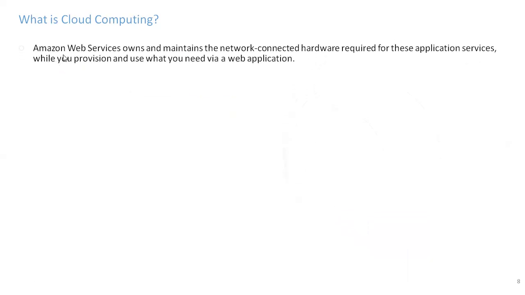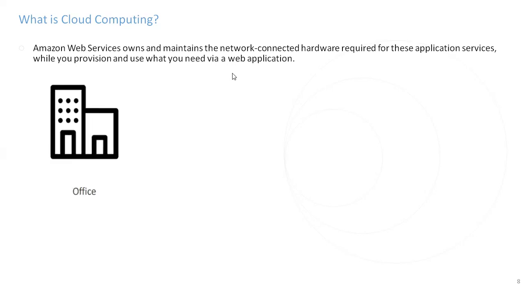So cloud computing means Amazon Web Services. There are several cloud service providers available in the market, like AWS, GCP, and Microsoft, which provides Azure. So AWS is also one cloud service provider, Amazon Web Services. Amazon Web Services owns and maintains the network-connected hardware required for these application services, while you provision and use what you need via the web application. It means whatever you need, you can access via the web application.